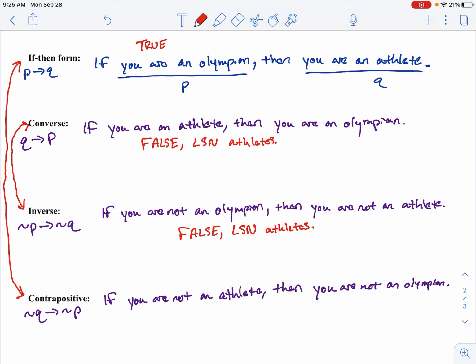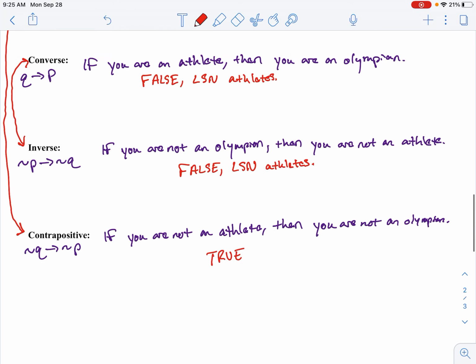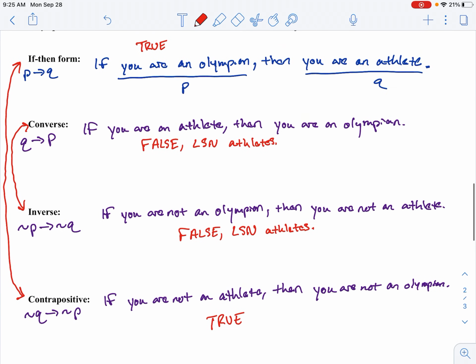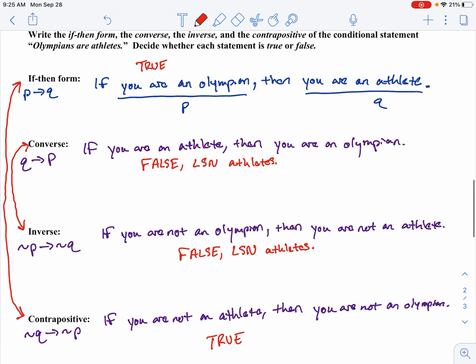And then the contrapositive: if you are not an athlete, then you are not an Olympian. That's going to be true. If you don't even compete in athletics, you are not going to be an Olympian. So notice that the if-then and the contrapositive are also the same truth value. So that ends our second section of notes.